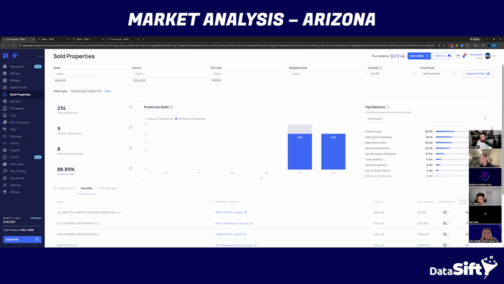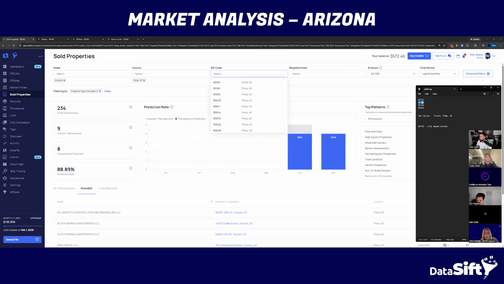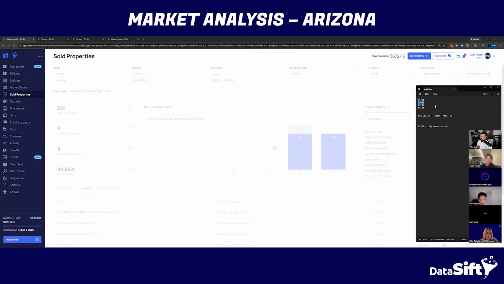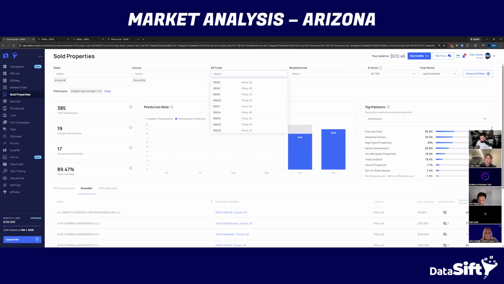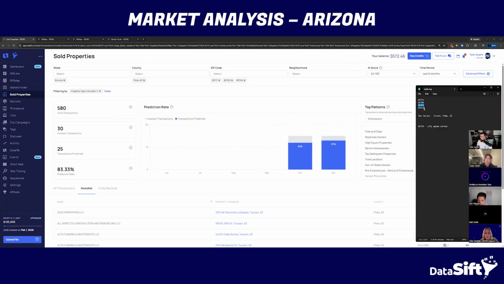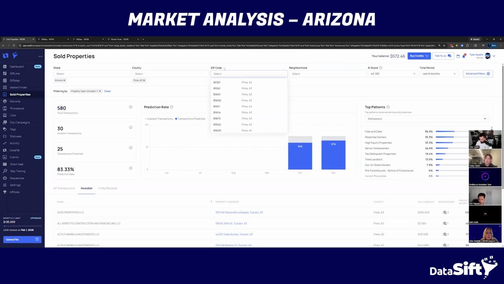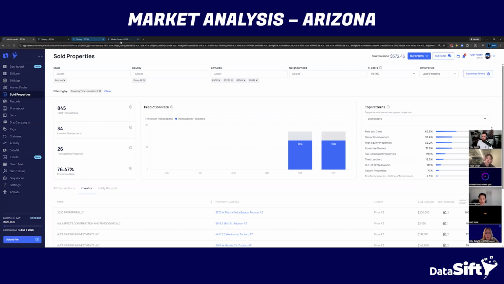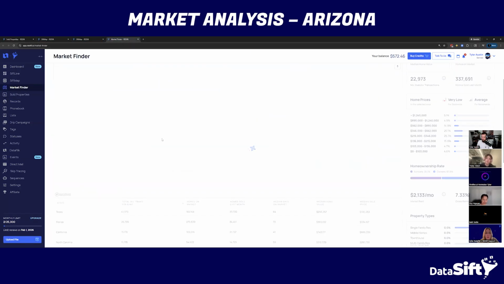Okay. All right, so let's add another zip code here. 85706. And then let's add our next one, 85746. Okay, and let's add 85614. So that one actually dropped us 10%. That last one, 85746, was that the last one? 85614.